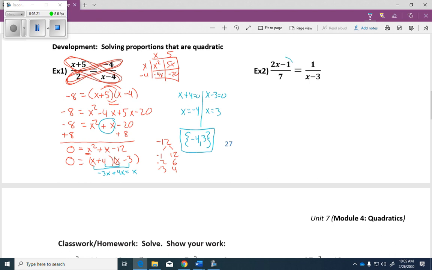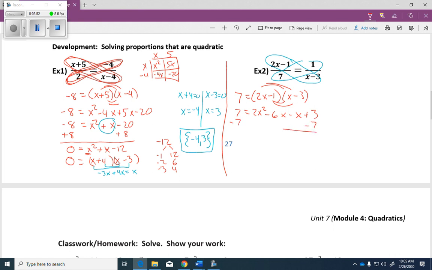So let's just do one more practice. We use our cross products to solve a proportion. So 7 equals 2x minus 1 times x minus 3. I'm going to distribute. So I get 2x squared minus 6x minus 1x plus 3. I'm going to get it set equal to 0. And I'm going to combine my like terms. And now I have a trinomial.